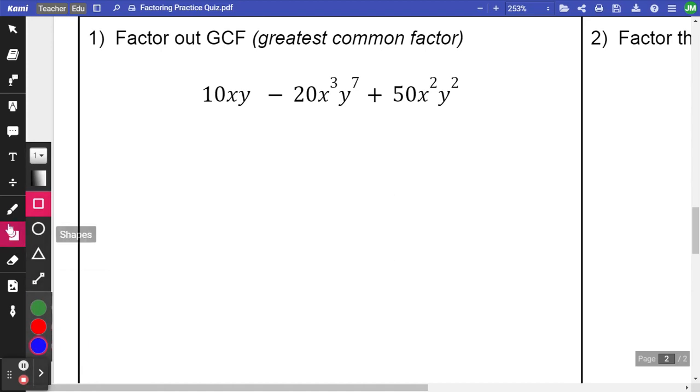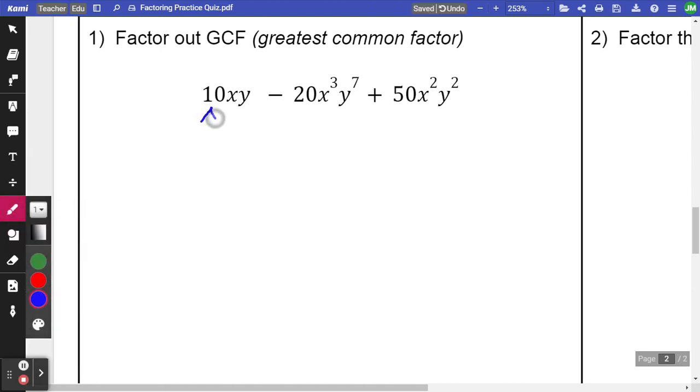Alright, the factors of 10 include 10 times 1, 10 and 1. Factors of 20 are 10 times 2, and 50 are 10 times 5. So there are other factors here, but 10 happens to be the biggest one to have in common. So that means that all of these are divisible by 10. So that's where we can begin, dividing all of these by 10.